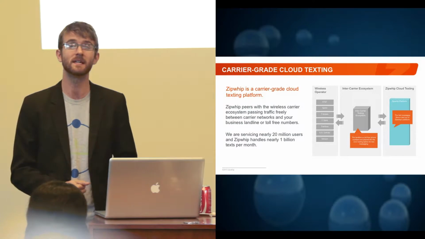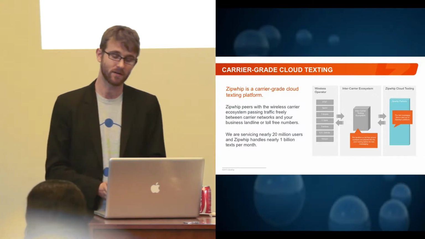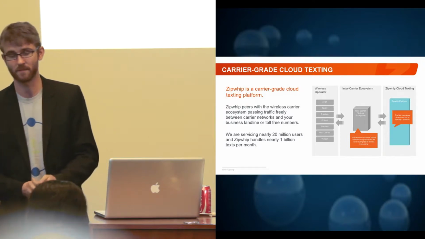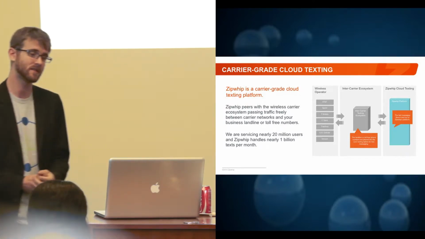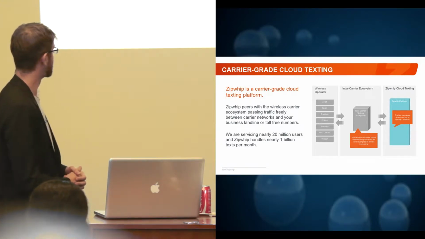Now, if you're on AT&T and you text a landline telephone number, it goes through the intercarrier system and it goes to us over the internet, over IP, not through the SS7 networks. And we then route it to all your devices through the internet.